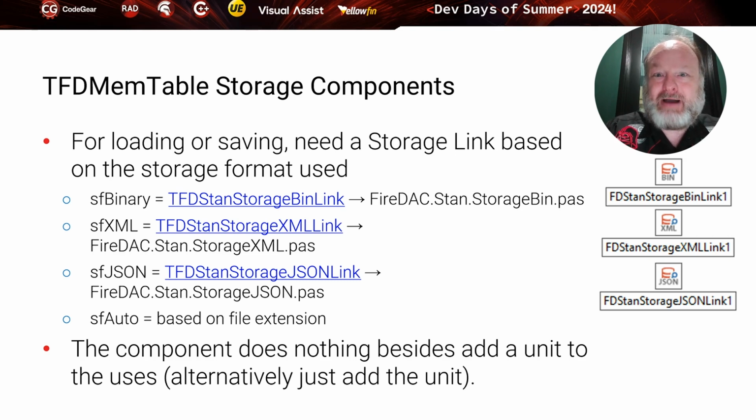I usually go with binary unless there's some reason I want otherwise. The JSON and XML is specific to FireDAC. So you could load it into something else to try and read it, but it's not really designed for that. One note about these components is once you add them to the form, all they do is include the unit they're from. So they don't actually do anything with the components themselves. You can remove them, or you can just add the required unit to use this class.